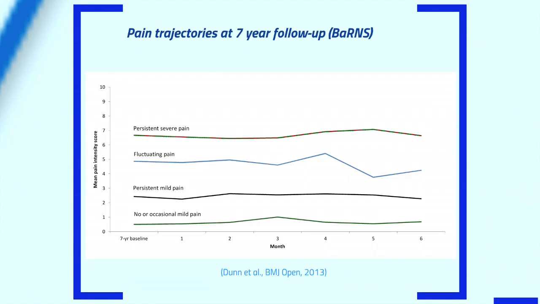So the people who had the severe chronic pain in the first period of study still had severe chronic pain 7 years later. Now, some people changed between the groups, but the majority of people stayed in the same trajectory. So that gave some inkling of the potential stability of pain over time. Even though individuals may fluctuate slightly, actually, if you've got pain that's quite bad, you still might have pain that's bad 7 years later.